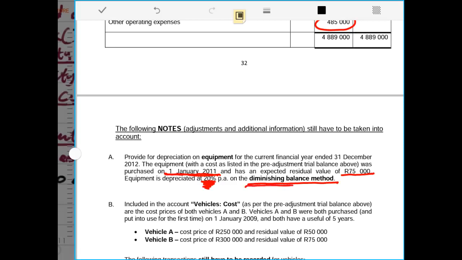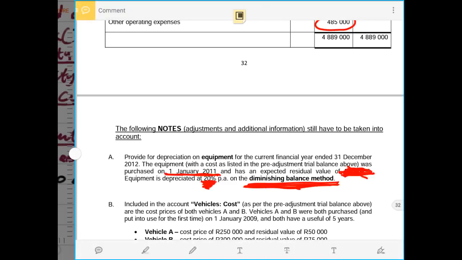The minute the assets are depreciated 20% per annum using a diminishing balance method, in fact, the minute the method of calculating depreciation is diminishing, the residual value is no longer applicable. So you can just cross that one out. It is just there to confuse you. We don't use the residual value whenever we are calculating depreciation using a diminishing balance method, because we know that the principle says cost minus accumulated depreciation. So we don't need residual value in this case.